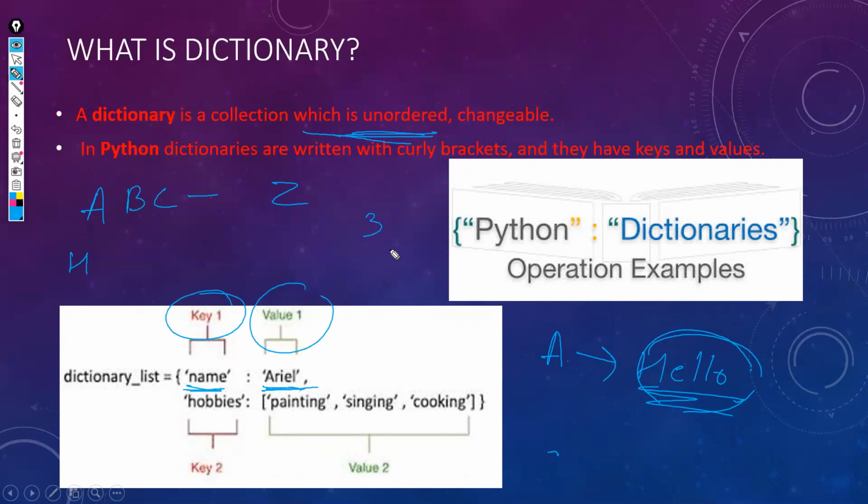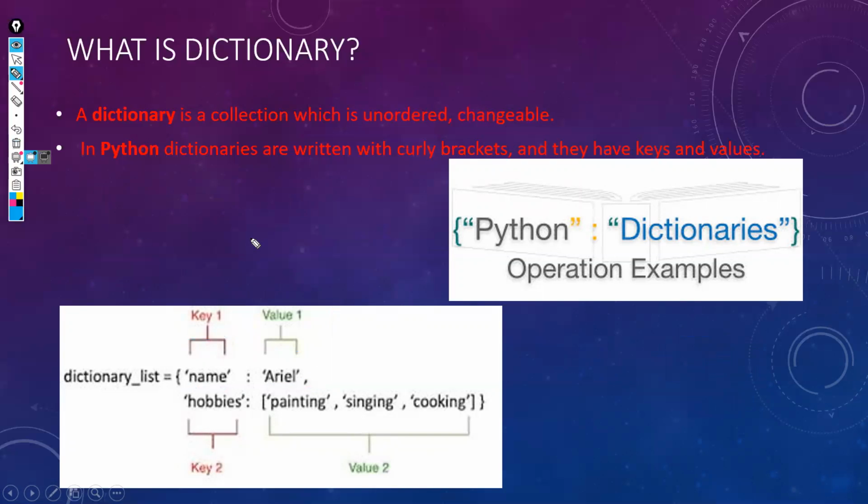You don't need to worry about the order, and it is changeable. So you can change the values. For example, if your name is Ariel, but afterwards you think to change the name, you can change this Ariel. So this is something which you can change in a dictionary. It is very simple, the same as our original dictionary. It starts with a curly bracket. You can see that there, this is the syntax.